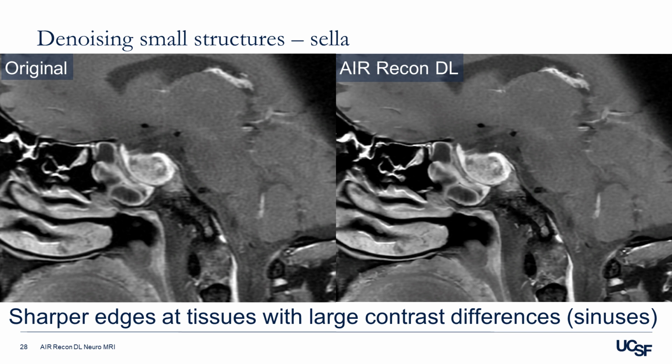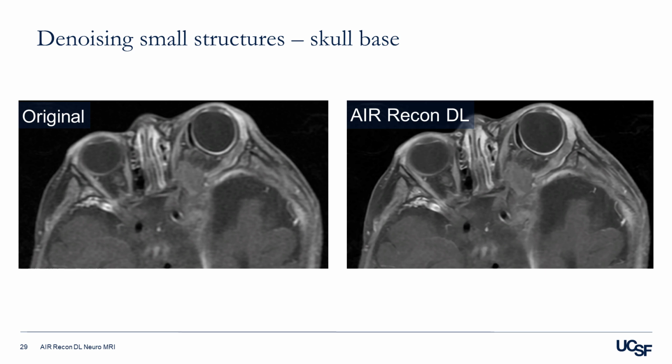And this was just something interesting that we noticed where the sharpness seemed to be greater in areas where there's large differences in contrast. A couple of final examples here of where there's image enhancement at the skull base. This is an orbits exam, and you can see how much sharper the detail is within the intraorbital contents.